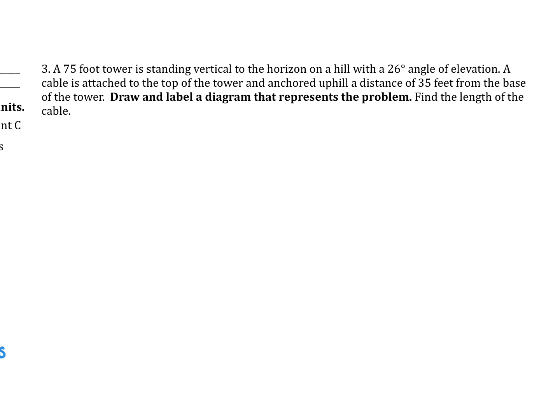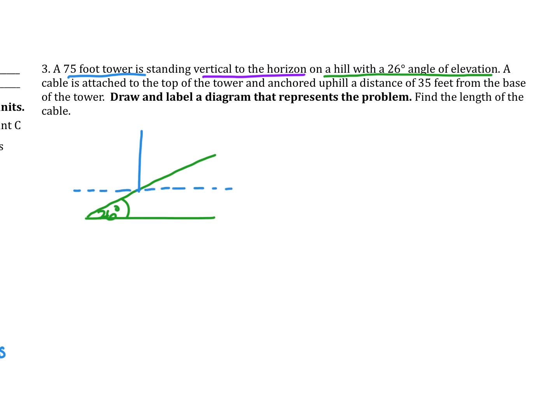So we have a 75-foot tower standing vertical to the horizon, and it's on a hill with a 26-degree angle of elevation. So first I'm going to draw my hill that has a 26-degree angle of elevation. And we have the 75-foot tower, so I'm going to put that here on the hill. And it's standing vertical to the horizon, so just straight up and down there. So therefore we know 90 degrees is right here. And the tower is 75 feet tall.